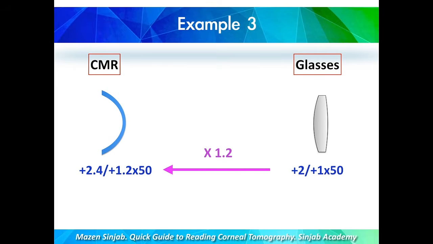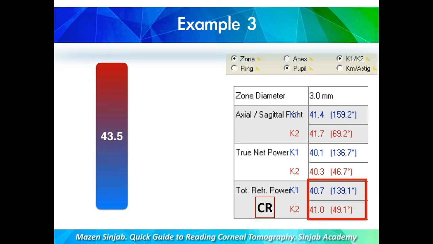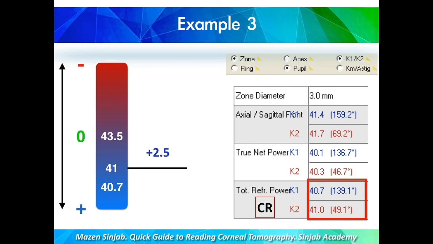Example number 3. A patient has plus 2 diopter sphere plus 1 diopter cylinder at axis 50. This equals corneal manifest refraction of plus 2.4 diopters plus 1.2 diopters at 50. Now, since we have both sphere and cylinder, in this case, we have to study both K1 and K2. We study this by relating K1 and K2 to a scale in which the average K is the plano. Now this patient has K1 of 40.7 diopters, K2 of 41 diopters.